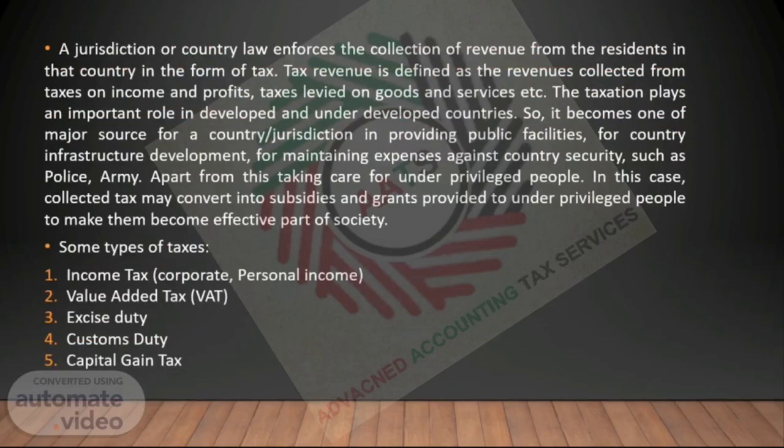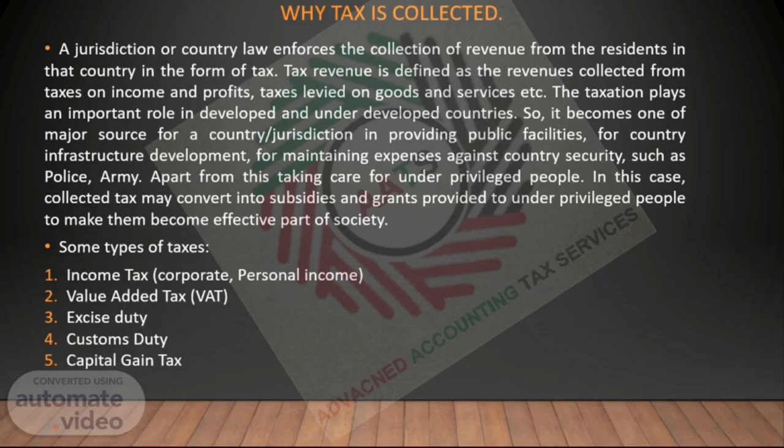Why is tax collected? A jurisdiction or country's law enforces the collection of revenue from the residents in that country in the form of tax. Tax revenue is defined as the revenues collected from taxes on income and profits, taxes levied on goods and services, etc. Taxation plays an important role in developed and underdeveloped countries.